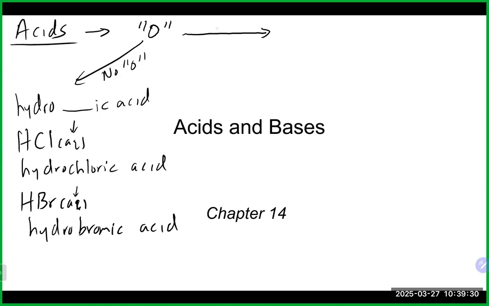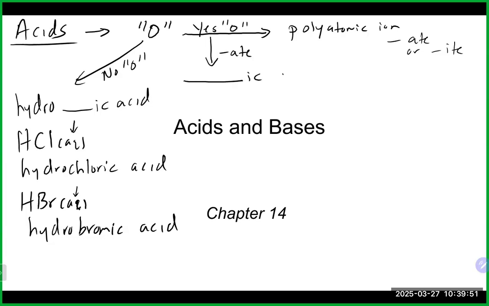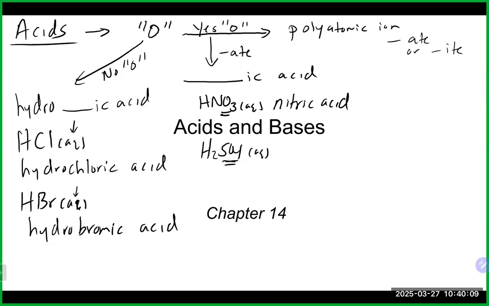If you do have oxygen, right, then you probably have everybody's second favorite thing, a polyatomic ion present. And as you know, the polyatomic ions end in ate or ite usually. If your polyatomic ion ends in ate, then it's something ic acid, like HNO3. NO3 is NO3 minus, which is nitrate. This would be nitric acid. H2SO4. SO4 is sulfate. This would be sulfuric acid.